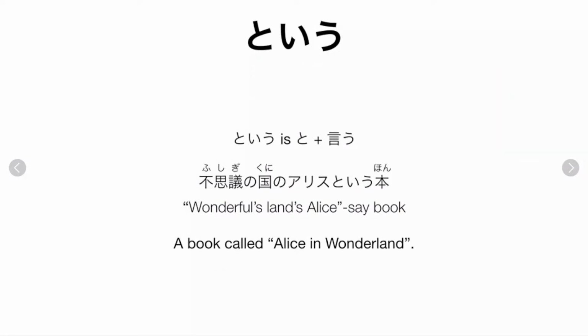You can also use to iu. So we said iu is a verb that means to say. And we had to iu. There was one way, which is something to itta, they said this. But there is another way to use this. Okay? And that is, for example, like this.